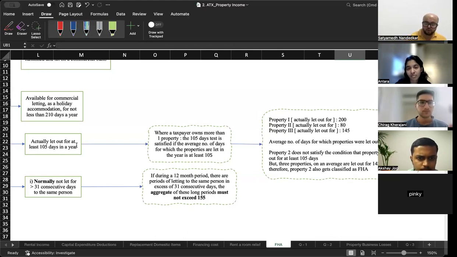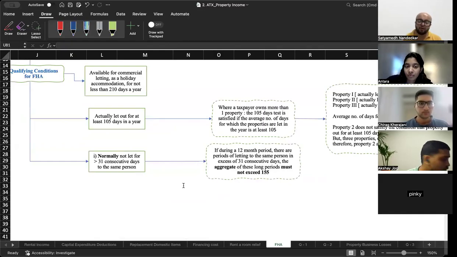Normally you wouldn't have. If the condition would have stopped here, then property 2 would not have been considered as furnished holiday accommodation. But here they have told where more than one property is owned, then take the average number of days for which it was actually let out. If the average number of days is more than 105, then all properties will qualify. ठीक है? And normally not let out for more than 31 consecutive days to the same person. If during a 12-month period there are periods of letting to the same person in excess of 31 consecutive days, the aggregate of these long periods must not exceed 155.